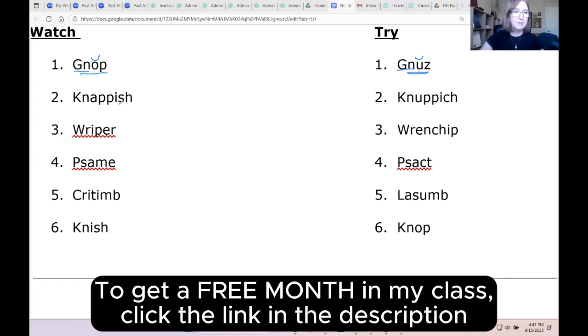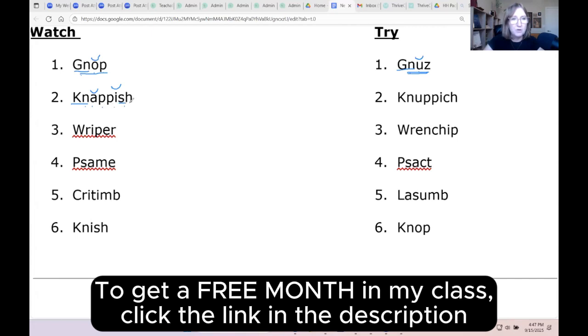Next, here's a KN. KN says N. Here we have an A because there are two consonants after it, and an I because there are two consonants after it. So we have N, A, P, I, Sh.